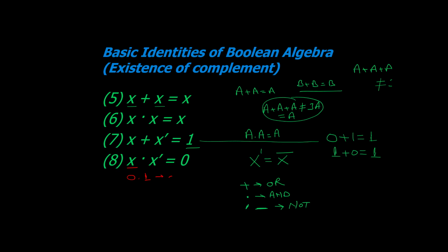Okay, you will get 0 here. If x is 1, what would be this x bar? That would be 0. So you will get 0 again. Okay.